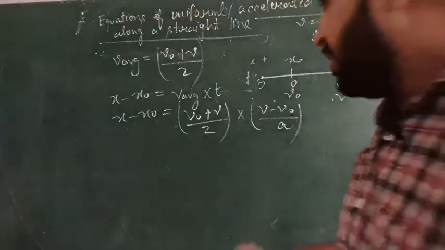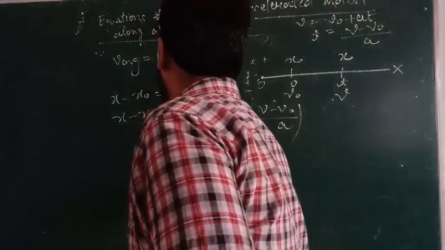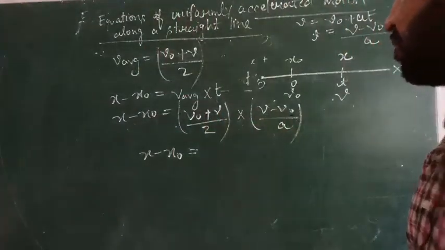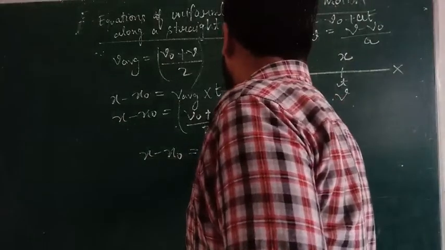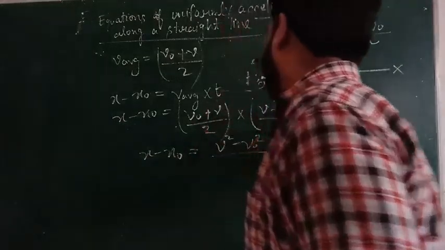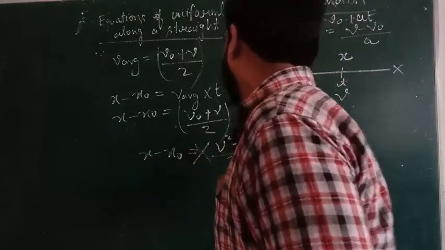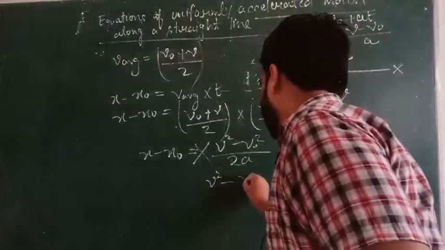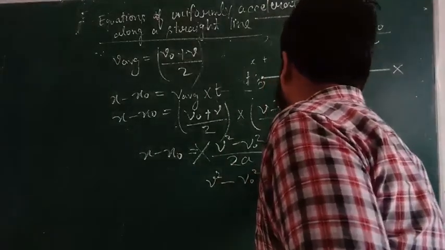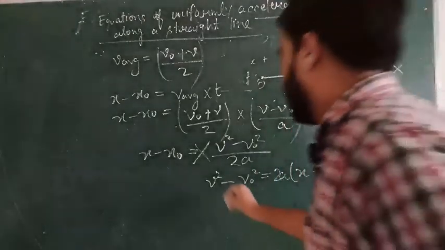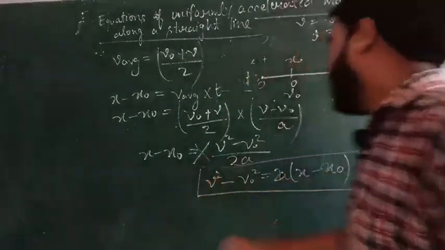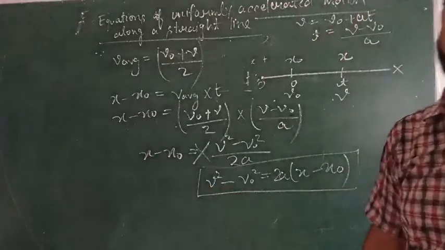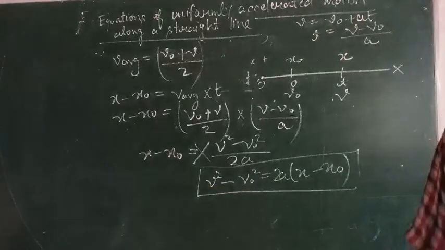Now students, x minus x naught is equal to V plus V naught, V minus V naught. This will be V square minus V naught square upon how much? 2 into A, 2A. So students, do cross multiplication. V square minus V naught square is equal to 2A in bracket x minus x naught. X minus x naught is the displacement of the object. So we can write it as V square minus U square is equal to 2AS. So this is third equation of motion by simple method.